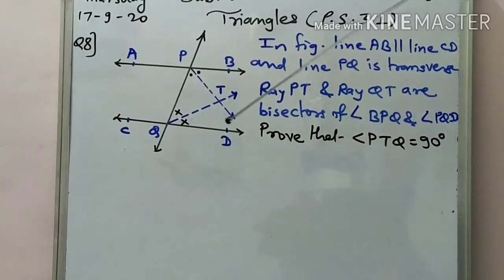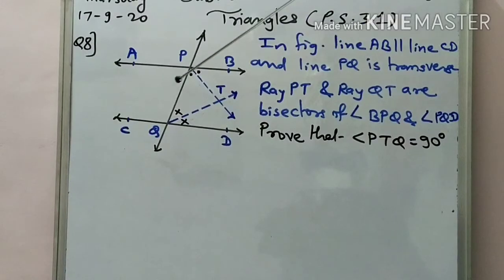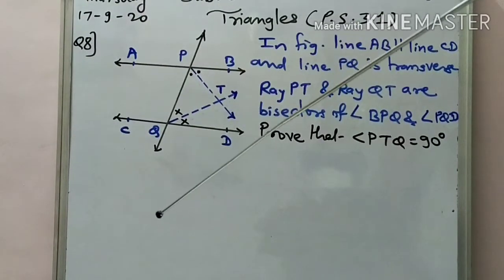Here as we draw these two rays, ray PT is a bisector of angle BPQ and ray QT is a bisector of angle PQD, as we show by this symbol. Ray PT and ray QT are bisectors intersecting each other at point T. Then we have to prove that angle PTQ is equal to 90 degrees. Okay, students, which properties are important here? Let us see.